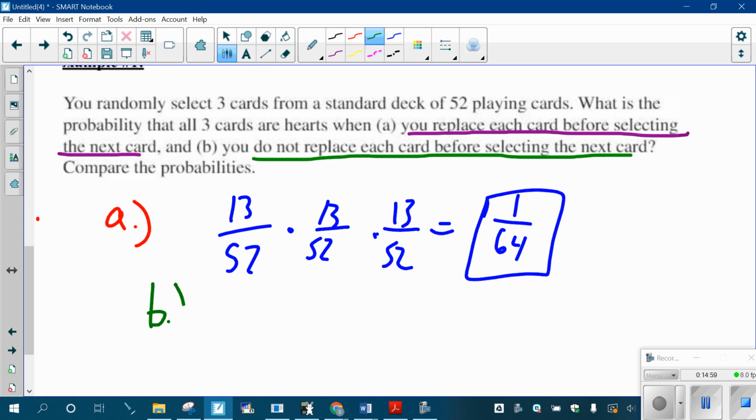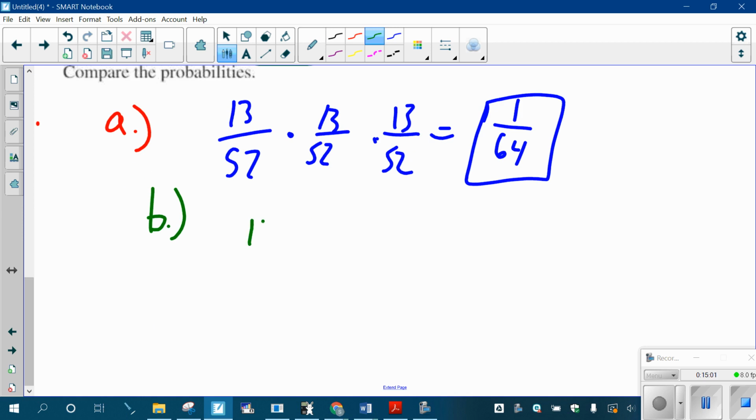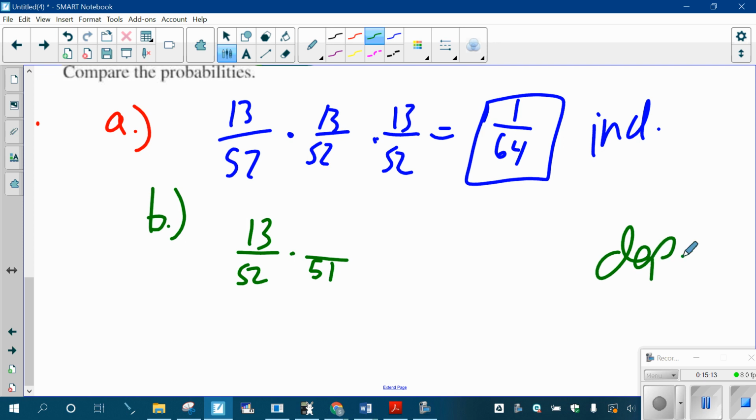Scenario B, though, when you don't replace the cards. Well, the probability of picking the first heart is 13 out of 52. But then there's only 51 cards left. These are dependent events. At first one, they were independent. This one, they're going to be dependent. The second fractions are changing, and the third one's going to change too. How many hearts are left, though? Only 12 hearts now, because you already picked one of them. And there's only 50 cards left, and only 11 of them are hearts. So see how our fractions are changing each time there? Let's type that in our calculator.